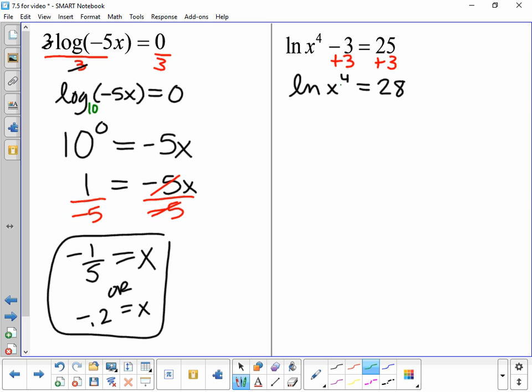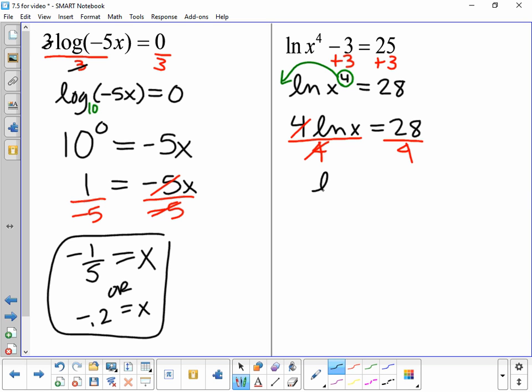One of the properties of logarithms is if we have a log of something raised to a power, we can bring that power down as a coefficient. So we have 4 times the log of x is equal to 28. And now we can divide both sides of our equation by 4. So we have the natural log of x is equal to 7. It's a really good 4 there.